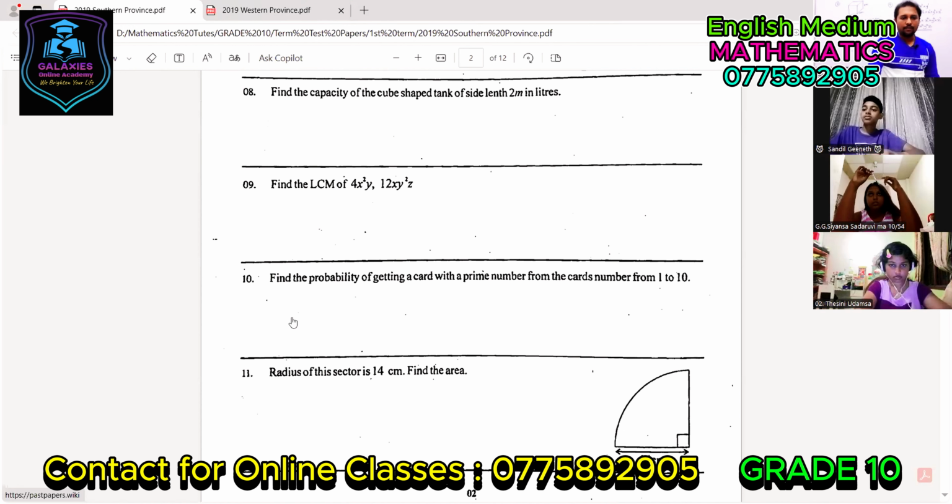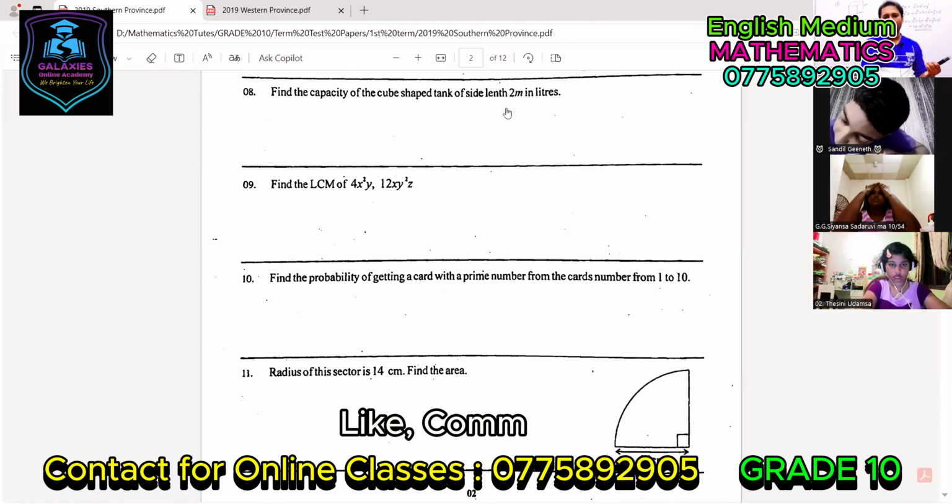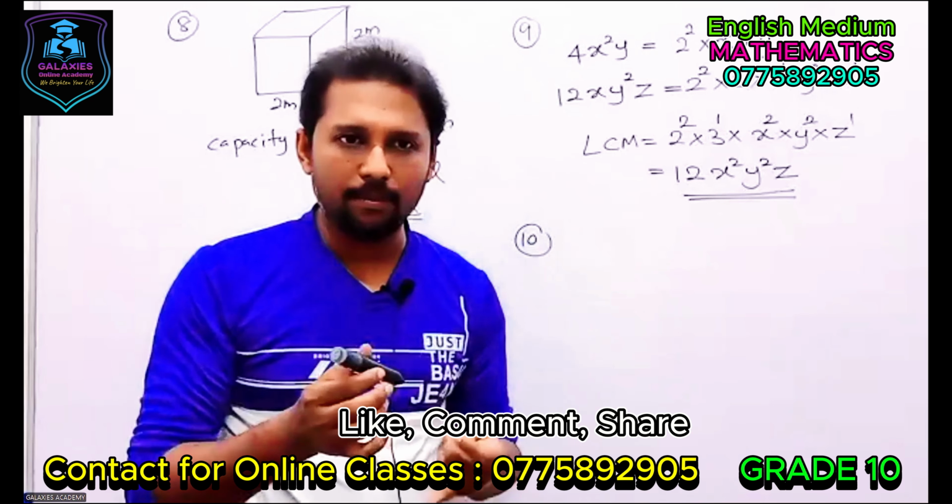10th one given, find the probability of getting a card with a prime number from the cards numbered 1 to 10, right? How many cards? There are 10 cards, no? So how many possible results? 10 results. Then you check how many prime numbers are among these numbers. What are the prime numbers? 2, 3, 5, and 7. So how many prime numbers? There are 4 prime numbers.